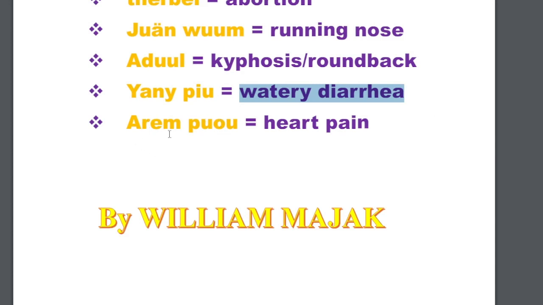Arimpo, or arimpo, means heart pain. Cardiac. You have a cardiac problem. That is heart pain. Po means cardiac or heart. Are means pain. That's a cardiac problem. Okay. These are the 40 Dinka words for diseases or sicknesses.